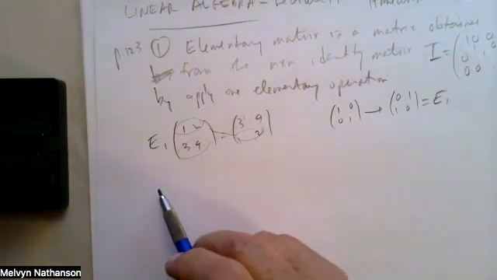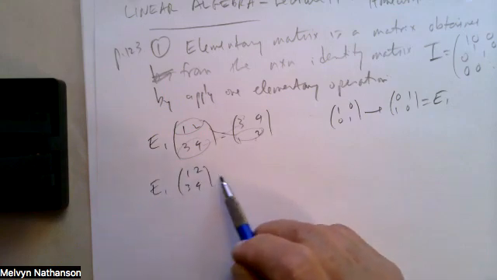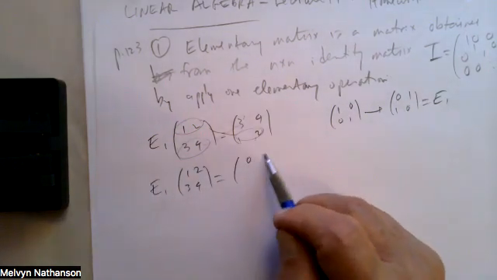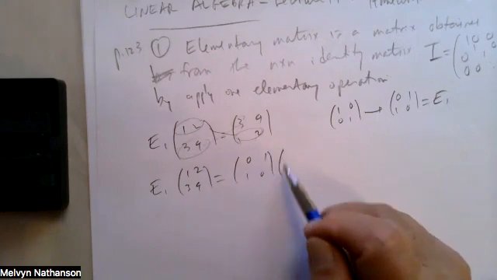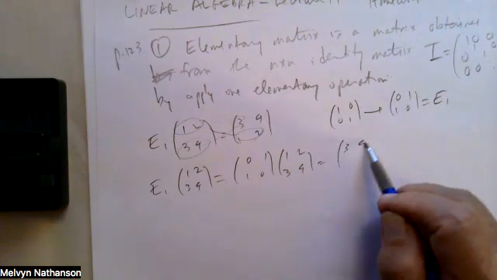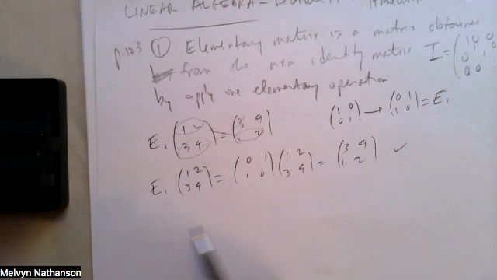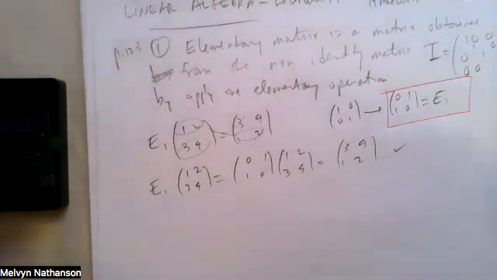And you can check. So this is supposed to be E1, which is 0, 1, 1, 0, times 1, 2, 3, 4. Perform matrix multiplication, get exactly what you're supposed to get. So the elementary matrix E1 is this.